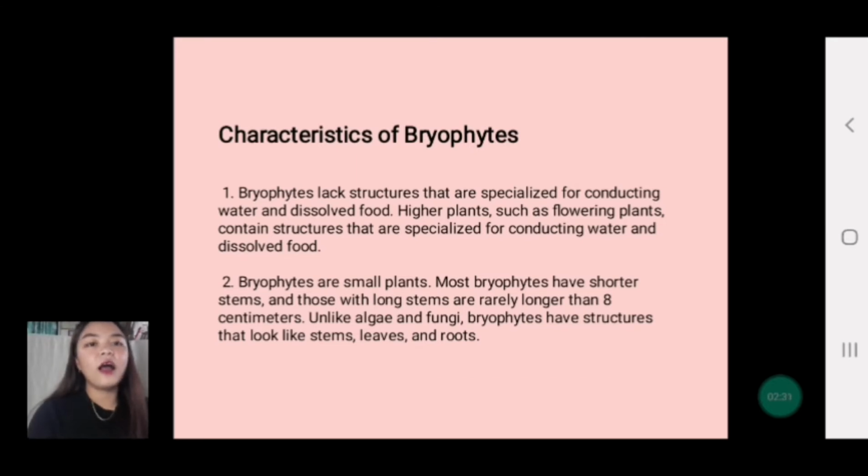So here are the characteristics of Bryophytes. Number one, they lack structures that are specialized for conducting water and dissolved food. Higher plants such as flowering plants contain structures that are specialized for conducting water and dissolved food.